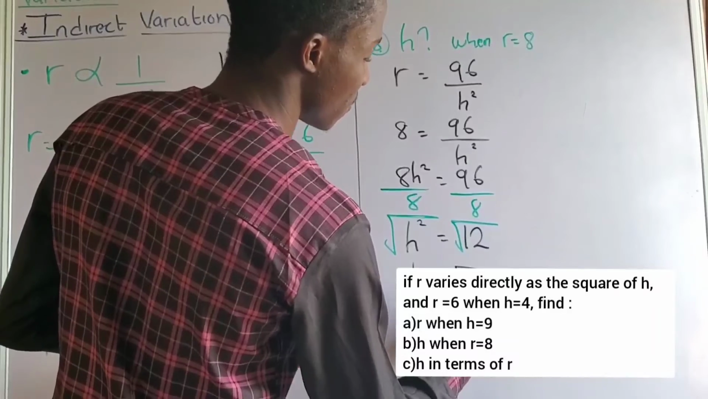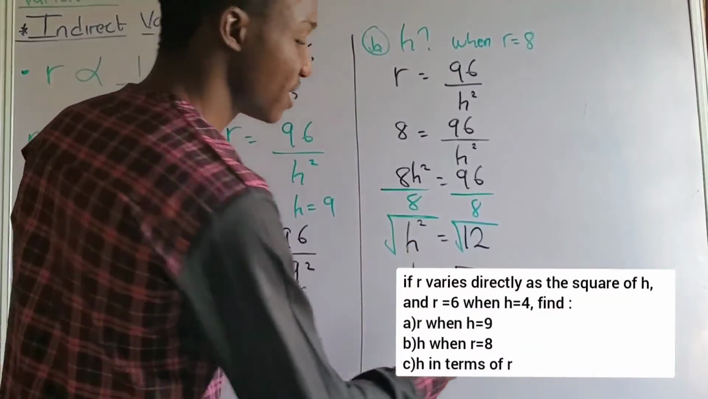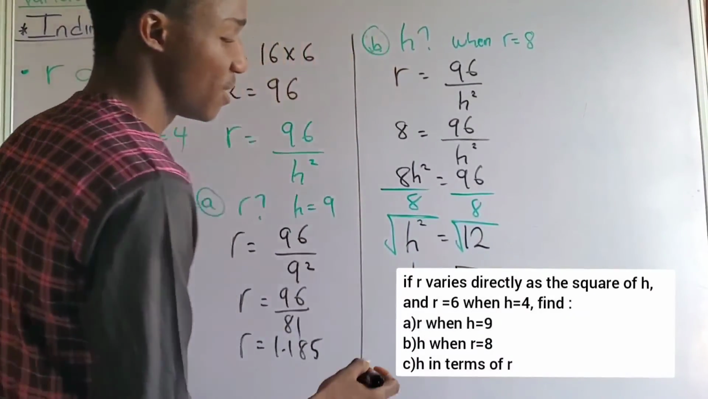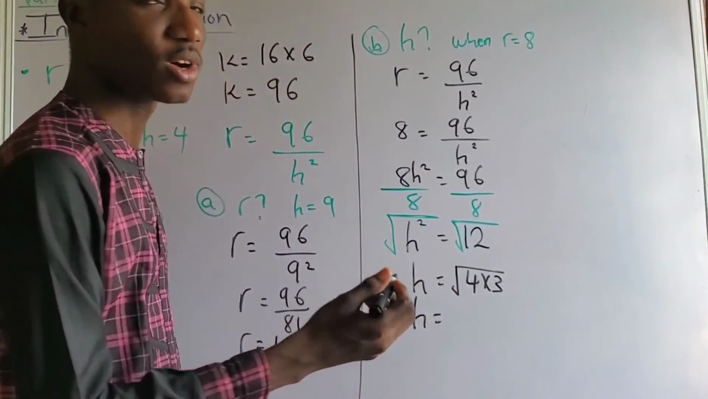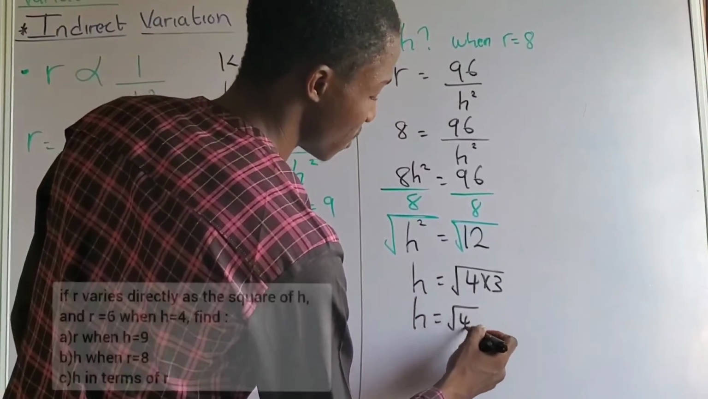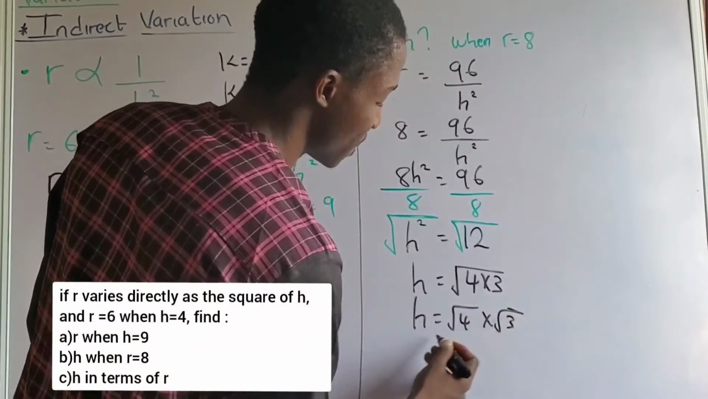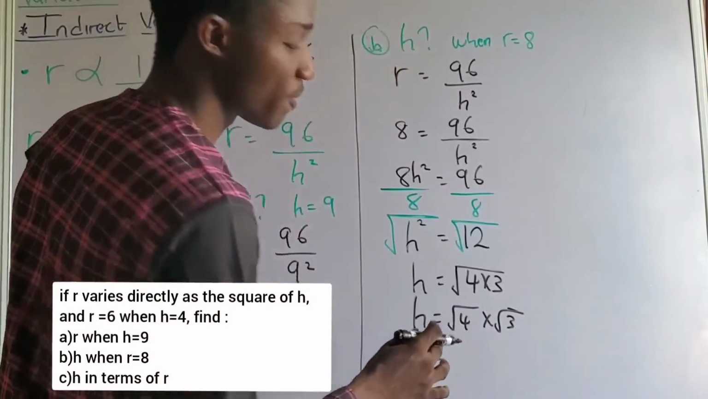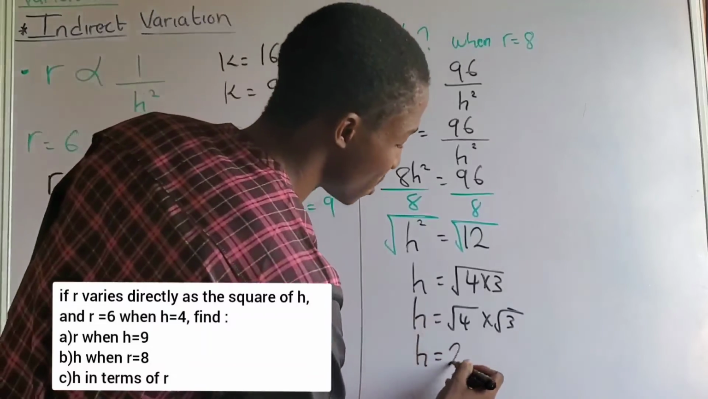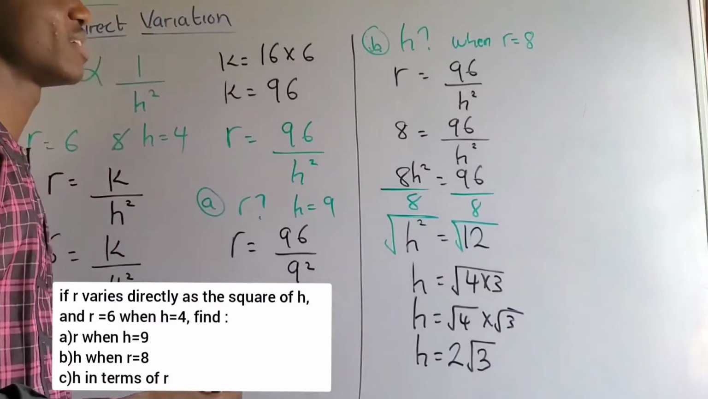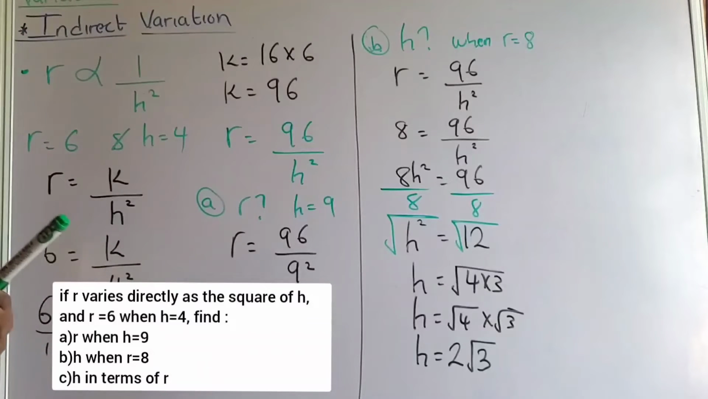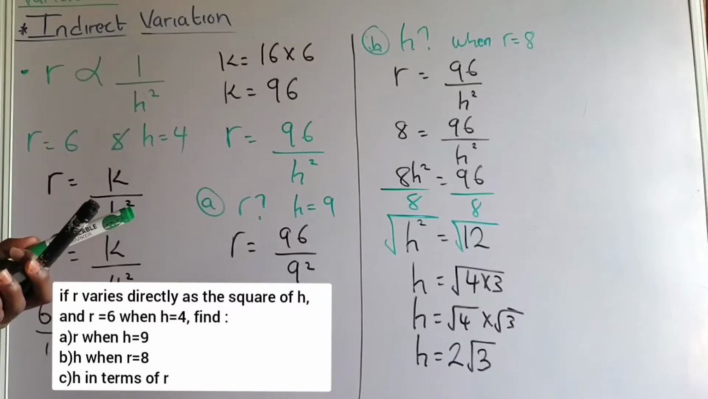That is, 12 is 4 times 3, right? Now, h is equal to the square root of 4 times the square root of 3. The square root of 4 is 2, so I'm going to have 2 multiplied by root 3. That is, 2 root 3. Do you understand? Okay. So that is the solution to the second question.